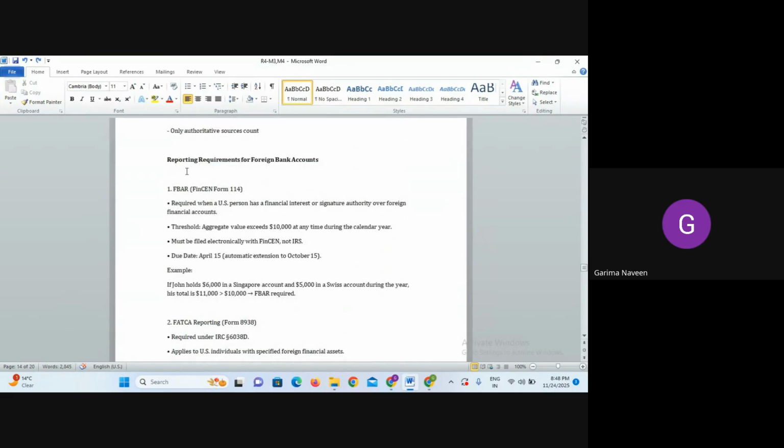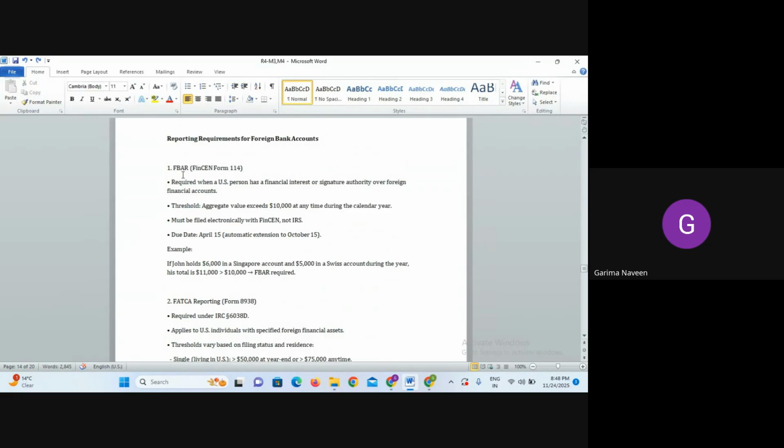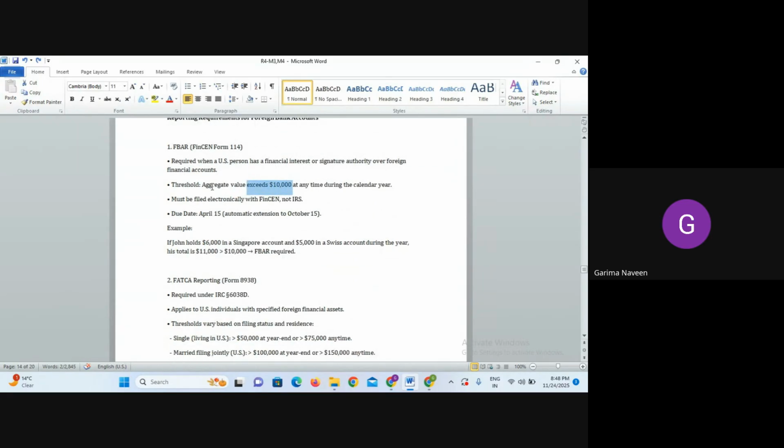So next is the foreign bank account reporting requirement. This is required when a US person has a financial interest or a signature authority over a foreign financial account. If you have an amount in your foreign account which is exceeding $10,000, then you have to file this form. It must be electronically filed with FinCEN and not IRS. The due date is April 15, and you also get a 6 month extension here.